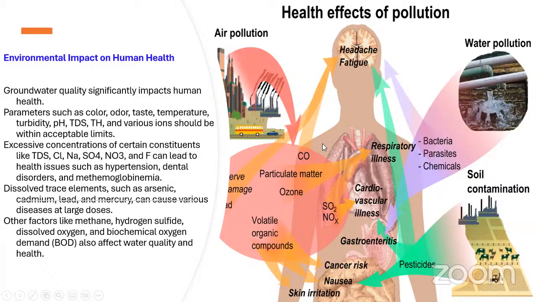type of pollutant. Here you can observe air pollution may affect our lungs: particulate matter, ozone, SOx and NOx, and volatile organic compounds may affect our lung system and respiratory system, and may cause illness to the respiratory system. And when we talk about bacteria, it may cause headache, and here you can observe soil contamination.